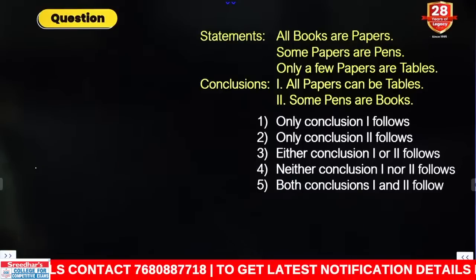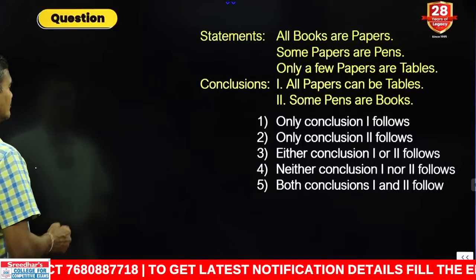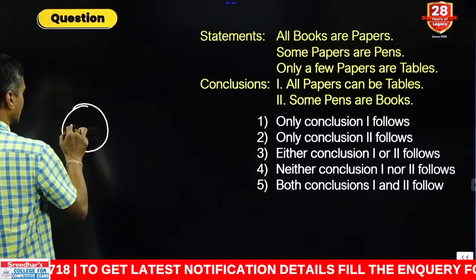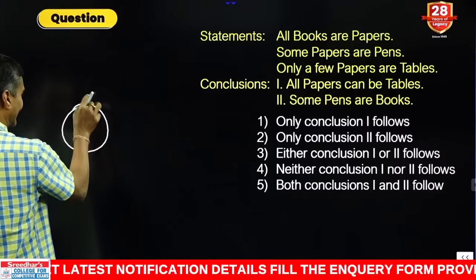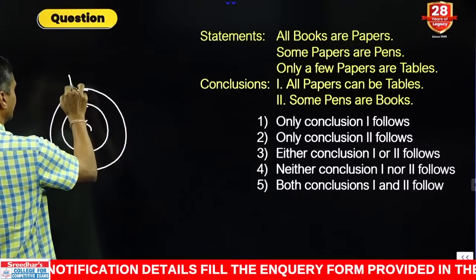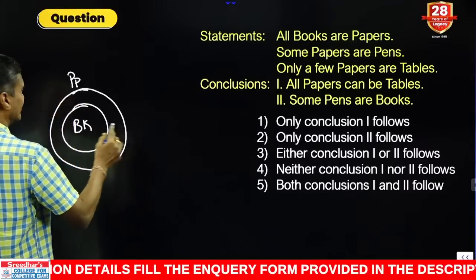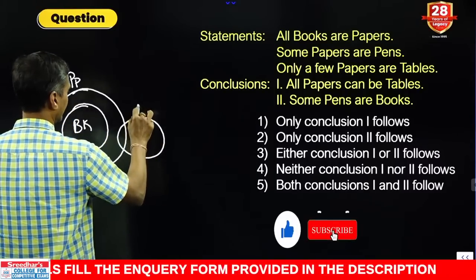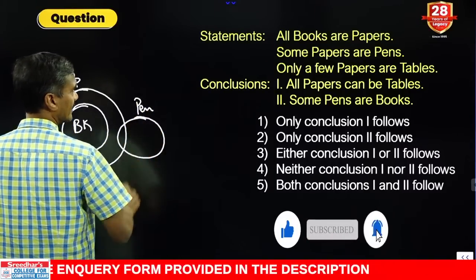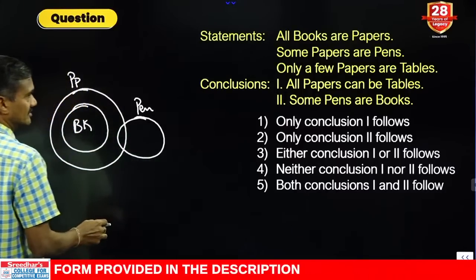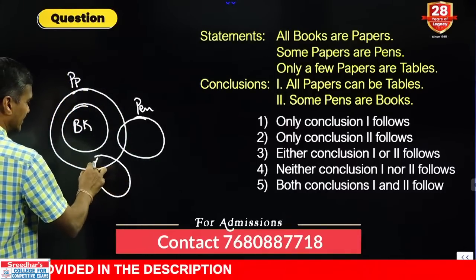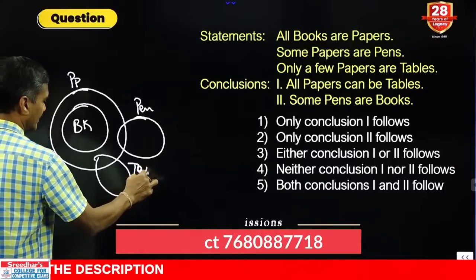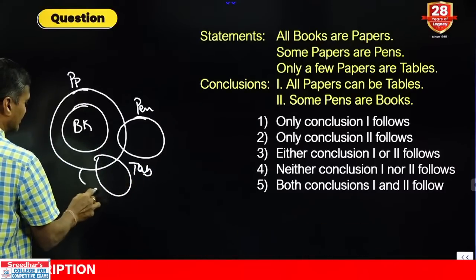So time is up. Then all books are papers. Now these are the books that are papers. All these books are what? Papers. And some papers are pens. Now these are the papers that are pens. And only a few papers are tables. Only some of the papers are tables, but not all.